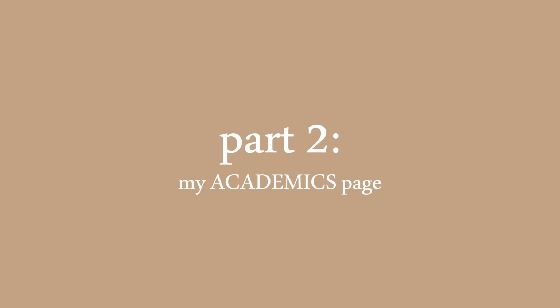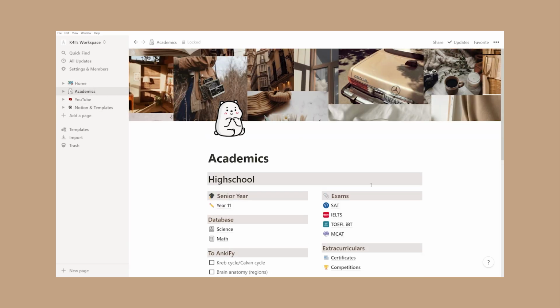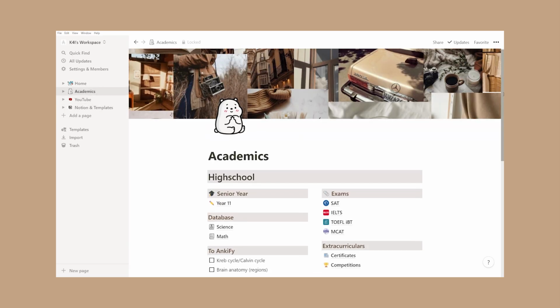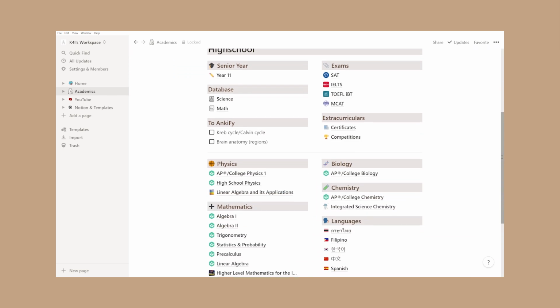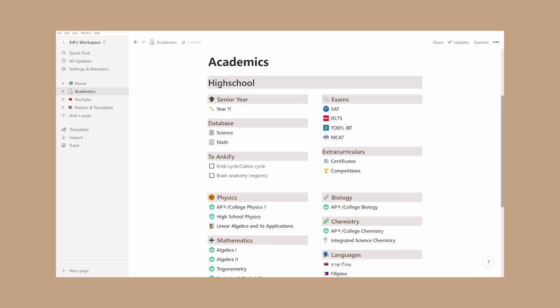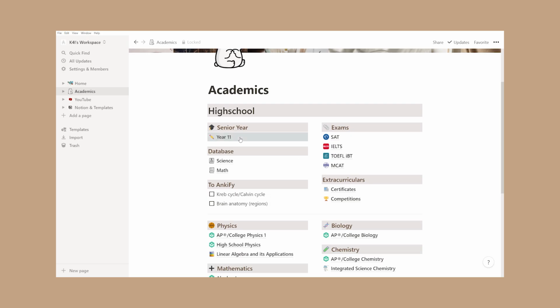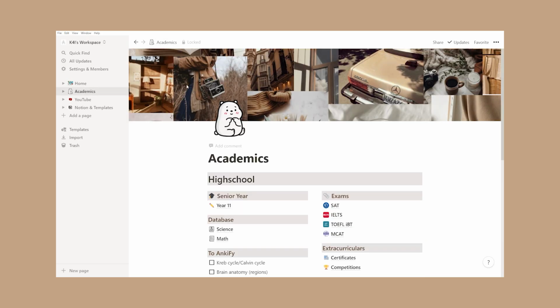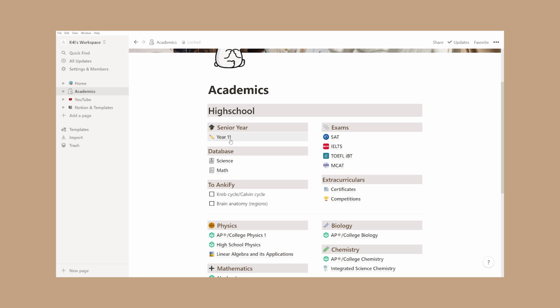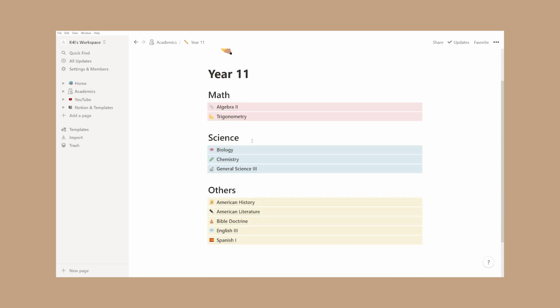Alright, so the next page we have is my academics page. As you can see, there are many categories here, but pretty much all are structured around my high school. So let's take a look at these pages. Here is my main page under senior year. Currently I'm in grade 11, so I use this page to track all of my grade 11 study content and notes. As you can see, I have all of my subjects here, neatly arranged.